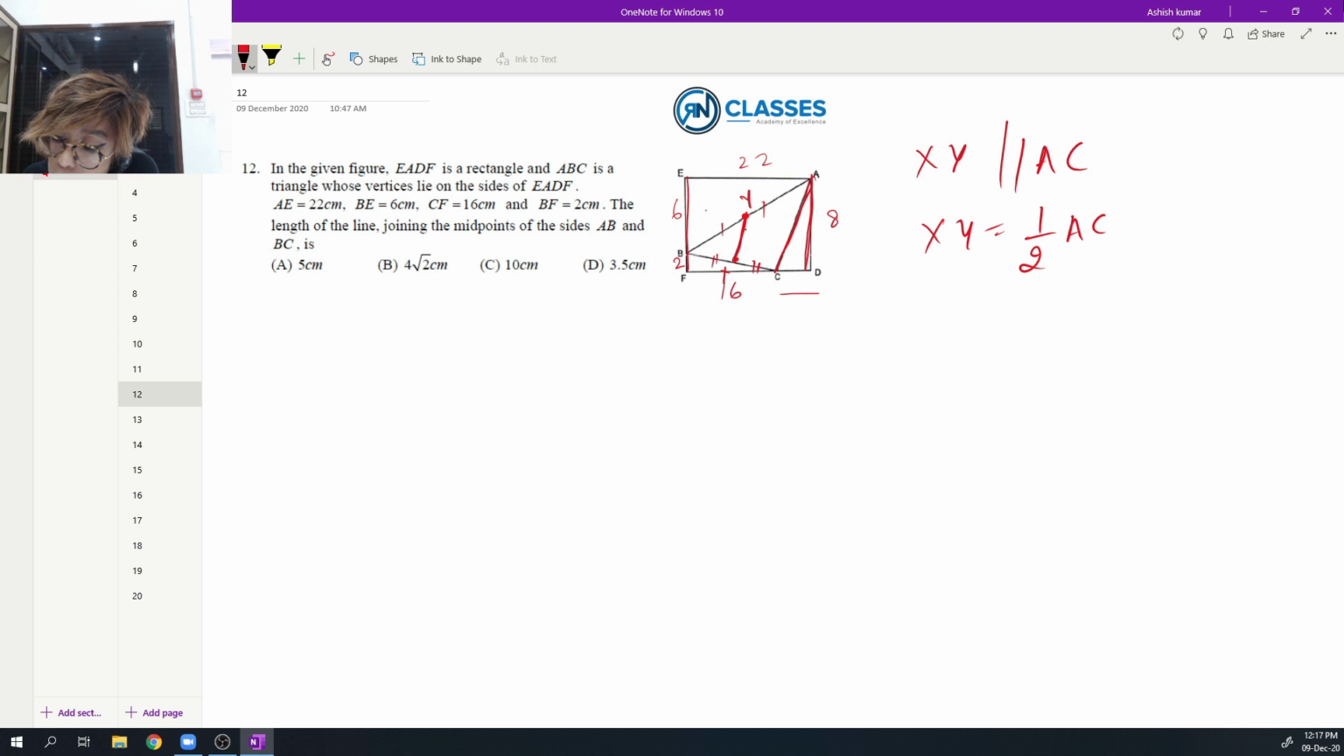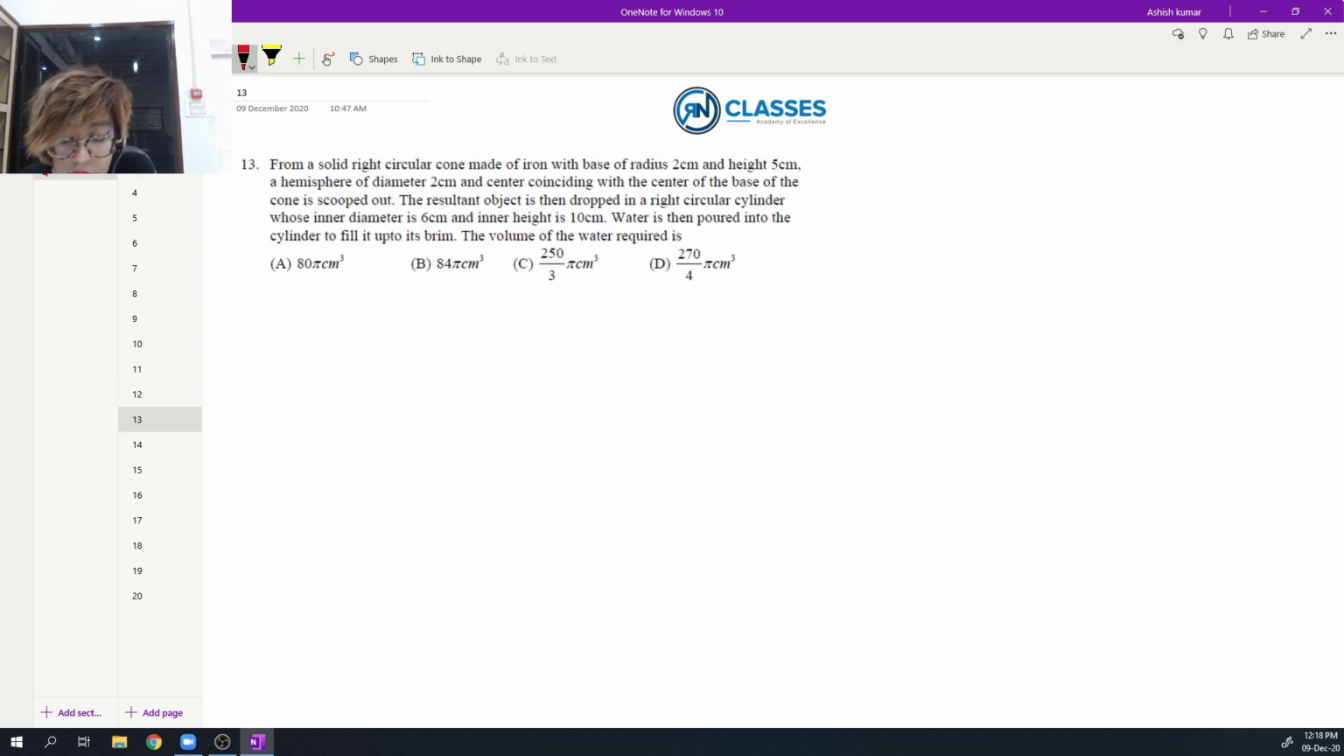And in fact I do know CD as well. The entire length is 22, right? This much is 16, that means this length is what? 6. Right? Now this is 8, this is 6, that means this is 10. So we have to halve it, that means this is 5. So option A is the correct one. Right? Alright, so the next one.